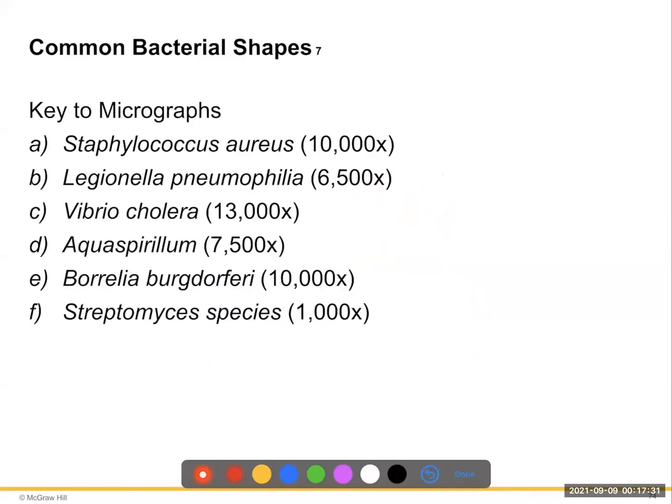Okay, so the first one we looked at was Staphylococcus aureus. The second one was Legionella pneumophila. Vibrio cholerae was the third one. Aquaspirillum was the fourth. Borrelia burgdorferi was the fifth. And Streptomyces species was the sixth one. I'm going to just take a look at it.